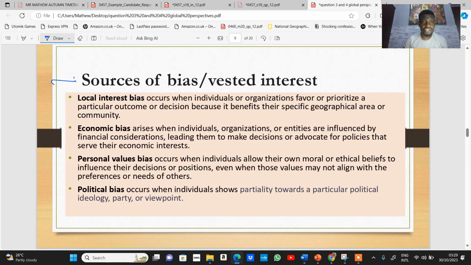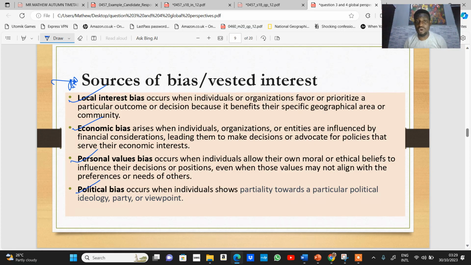Then next is the sources of bias. It's a must for you to get the 15 marks. You should be able to identify sources of bias. What is the vested interest? What is making that particular individual make such a statement? Is the source of their bias their value judgment, or their interest? Now, when discussing sources of bias, you look at local, economic, personal, or political bias.